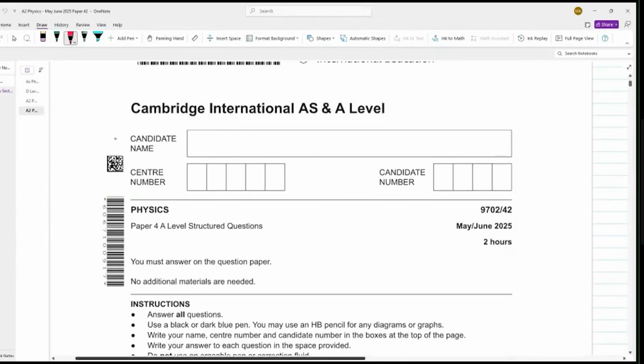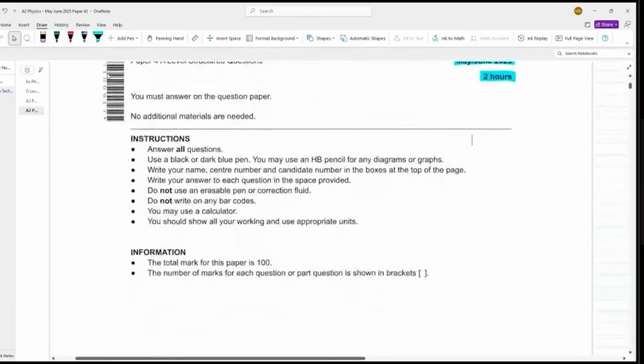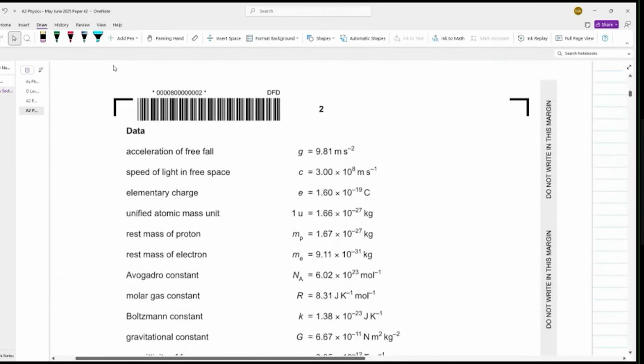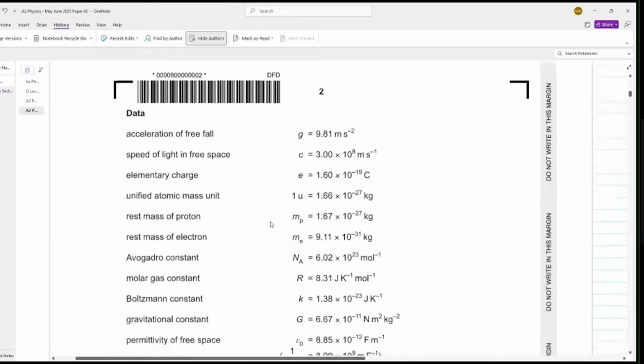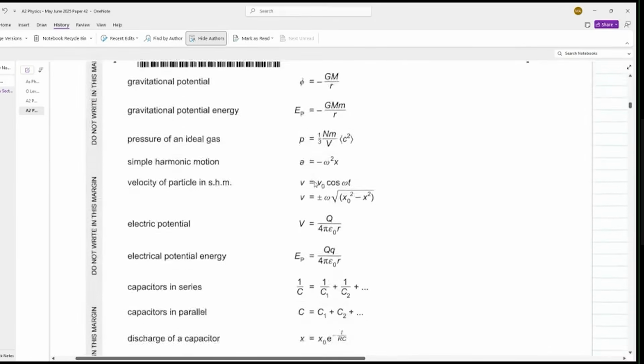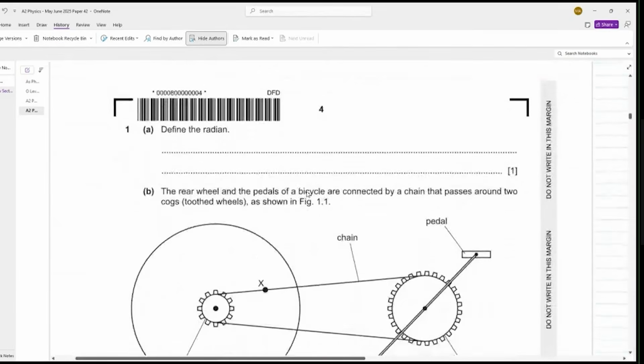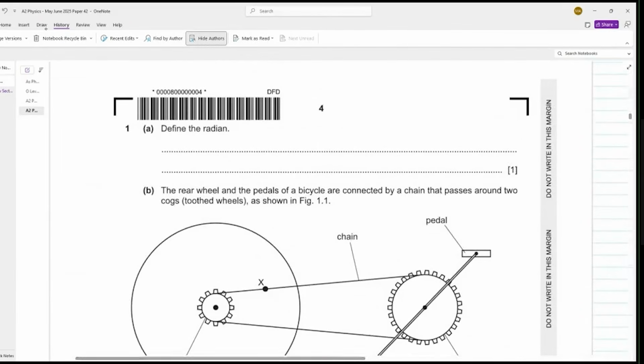So let's start with today's past paper for A2 Physics. This is A2 Physics, May June 2025, paper 4, variant 2, a 2 hour paper. And this is some data points. Here some data points are given. Then we have some formulas, then some more formulas. Let's move on to the first question.